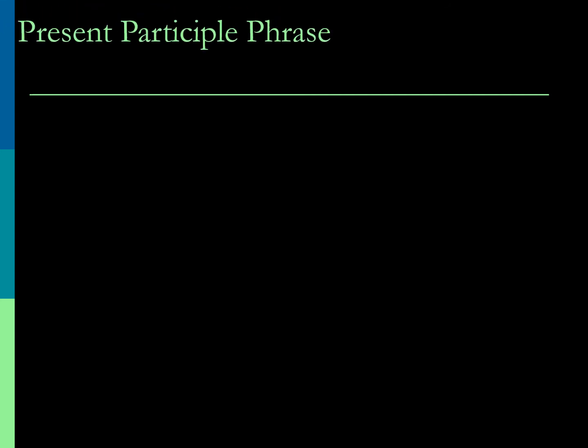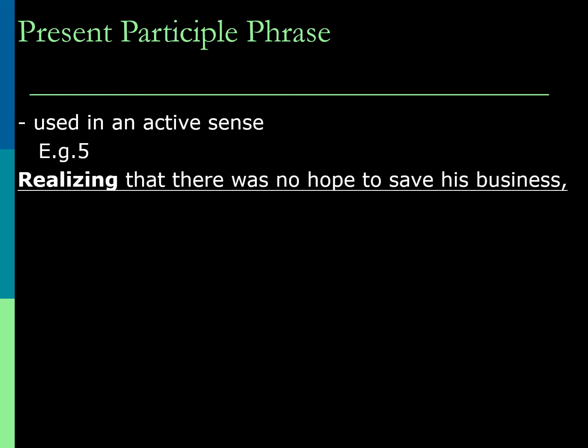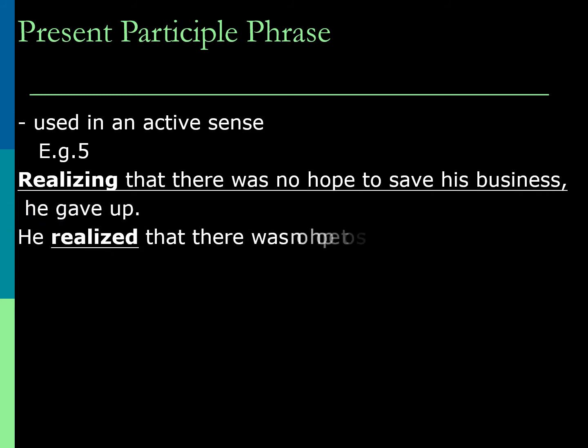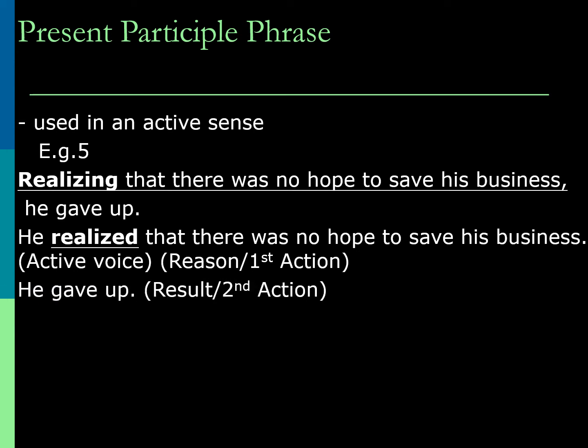Present participle phrase. It is used in an active sense again. In example 5, realizing that there was no hope to save his business, he gave up. He realized that there was no hope to save his business. That's the reason, and that's expressed in active voice. He gave up. That's the result.